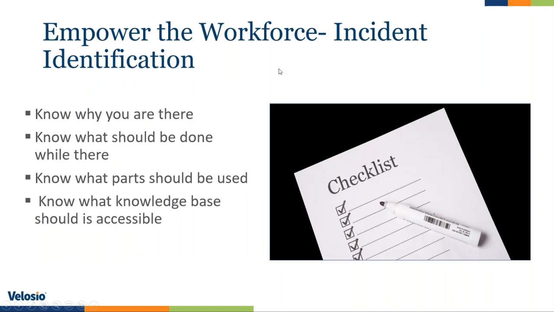Empower the workforce with incident identification. This lets your frontline worker know why they're going out to this site, what service they're providing, what should be done while they're there with the checklist. You can have certain tasks that need to be completed. Know what parts should be used. If there's certain parts that are required to complete that service or that activity, have that available for the tech when they go into that work order.